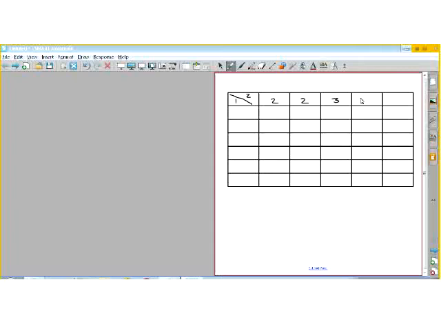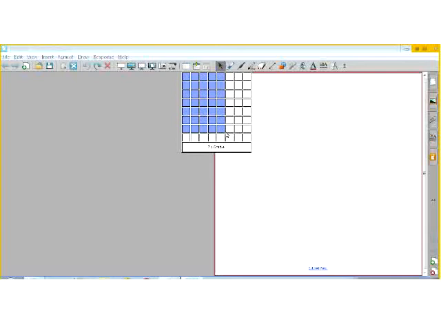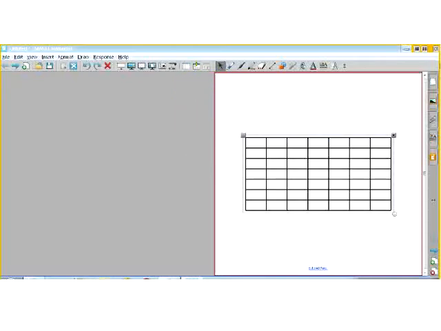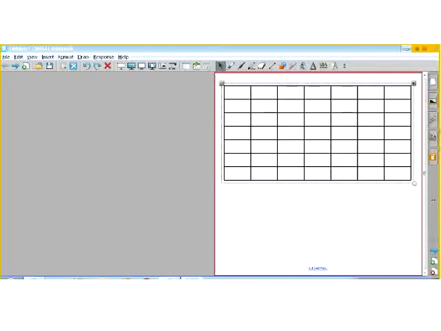3, 3. And apparently I didn't make my table big enough. Let's try again. That's supposed to be 7 by 7. Here we go. So let's try it again here. Dice 1, dice 2, 2, 2, 3, 3, 5, 8.